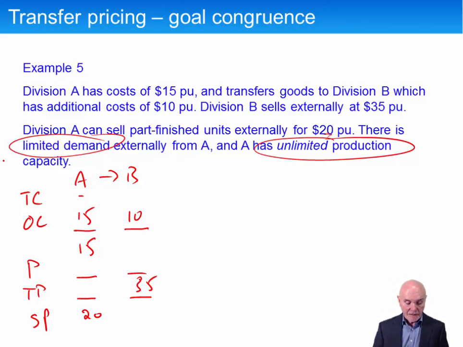So let's say that we set the transfer price at 18, just for the sake of argument. What would you, as a manager of A, do? You are making goods for 15, and you can either sell them within the group at 18, the transfer price, or sell them outside at 20, and of course you would prefer to sell them outside at 20. You would keep selling outside at 20 until this limited demand had been satisfied, and then you would turn your attention to selling up through to B.